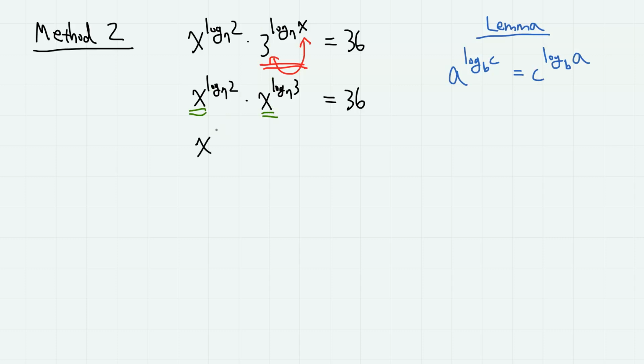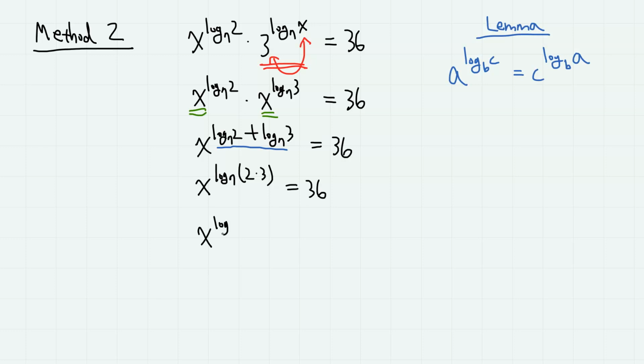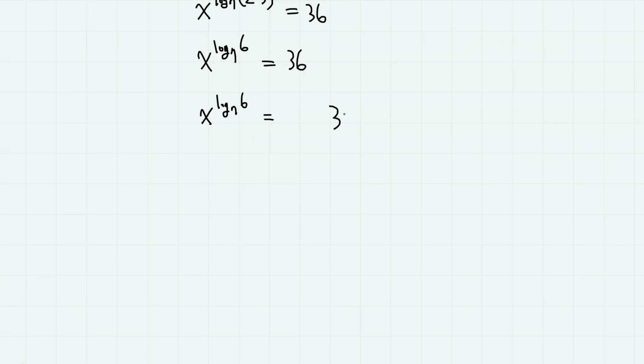And here, by the power rule, the exponents must be now added. And this part can be written as x to the power of log base 7 of 2 times 3. So we have x to the power of log base 7 of 6 equals 36. Now there are more than one way to solve this type of equation, but here let us just take log base 6 on both sides.